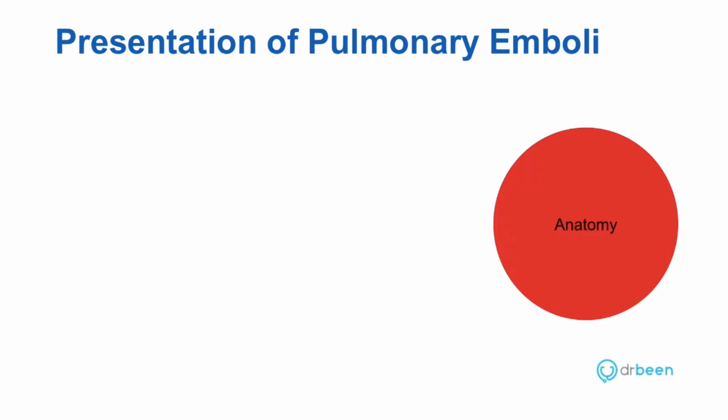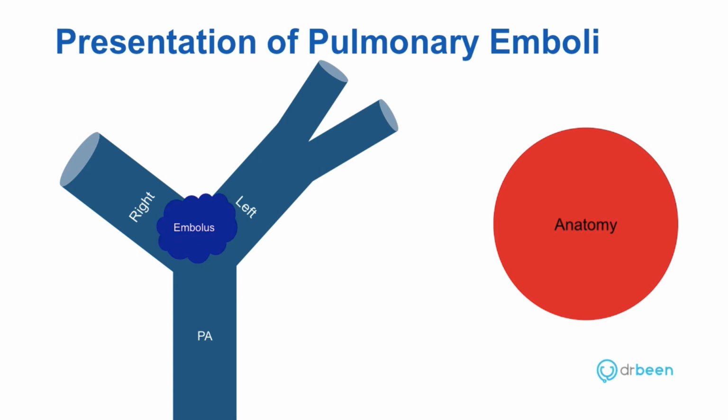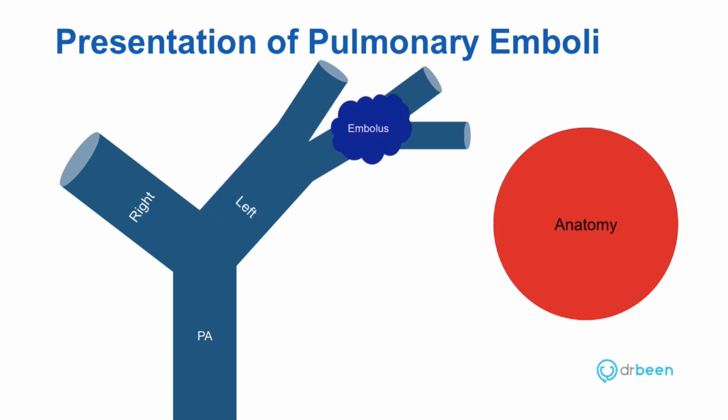When we talk about the anatomy of pulmonary emboli, we're talking about where the clot lodges. When the pulmonary embolus enters the pulmonary circulation, it can lodge at the main takeoff of the right and left pulmonary arteries. This is called a saddle embolus. If the blood clot moves more distal, you can actually have segmental and sub-segmental pulmonary emboli.